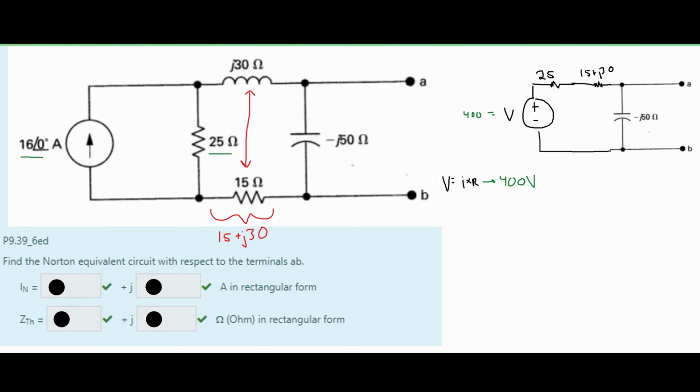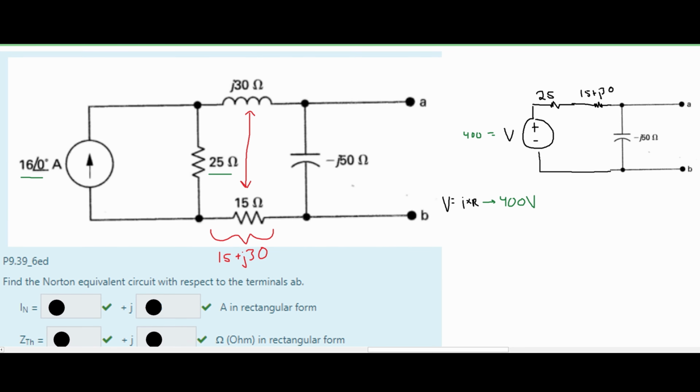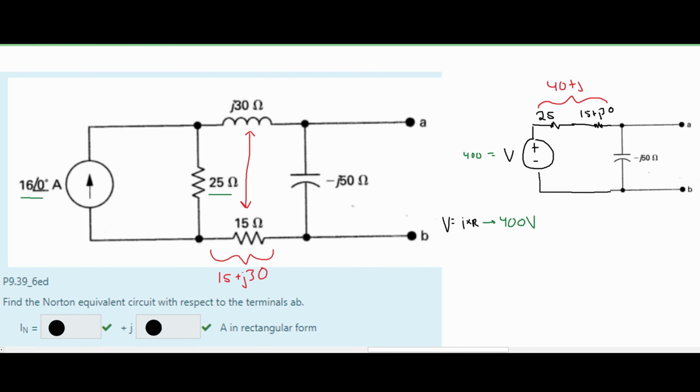Now we want to use source transformation again and change this back into a current source. However, we need to combine these two impedances first before we do so. So these are in series. That means we can just add them together. We're going to get a 40 plus j times 30.